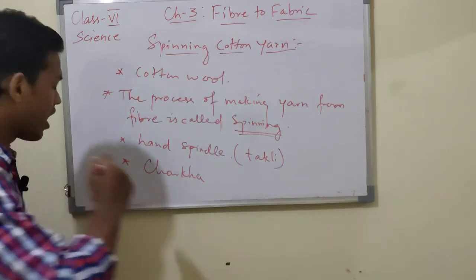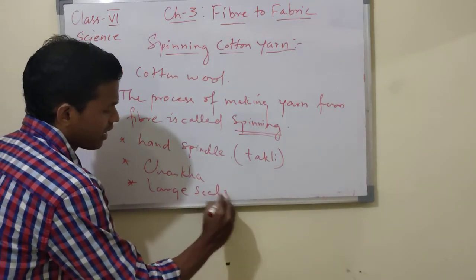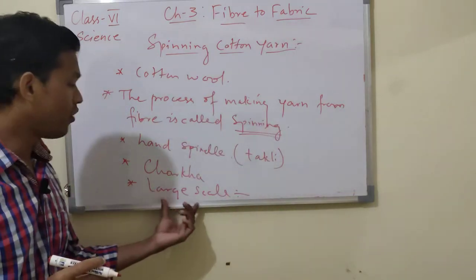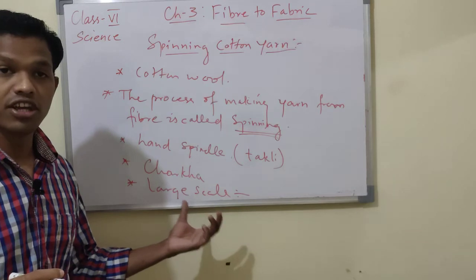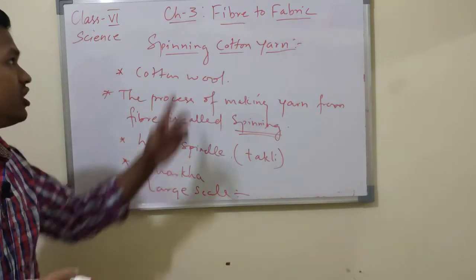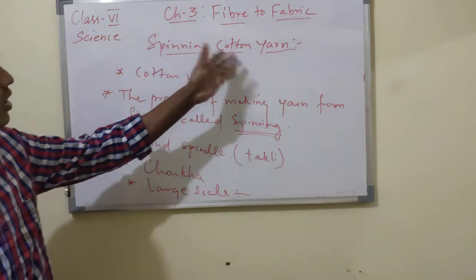Spinning of yarn on a large scale is done with the help of a spinning machine. Large scale means a large quantity, more abundant fabrics manufactured with the help of a spinning machine. This is a spinning machine. So this is how yarn is formed.